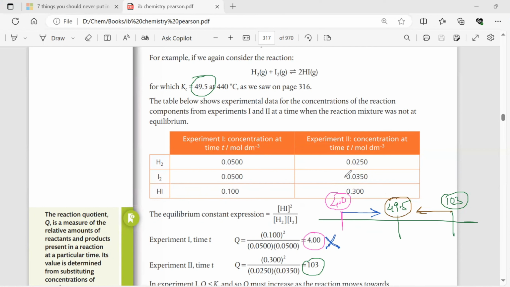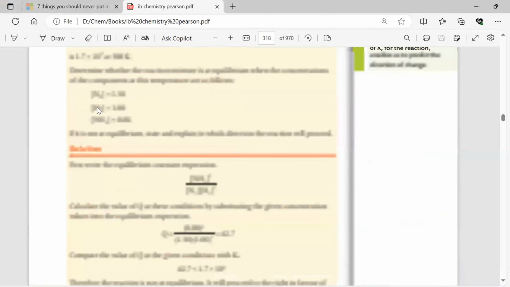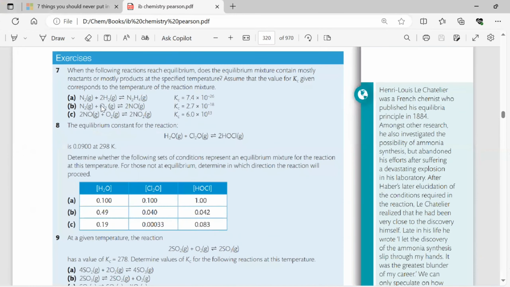So always draw this diagram. It will be very easy for you to do. This is the way we find the reaction quotient, and the reaction quotient tells us that if Q is equal to Kc, the reversible reaction has achieved equilibrium. Now can you quickly do this question?